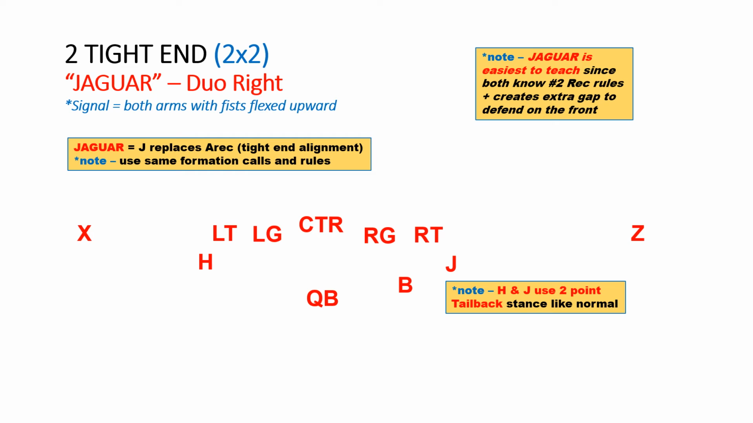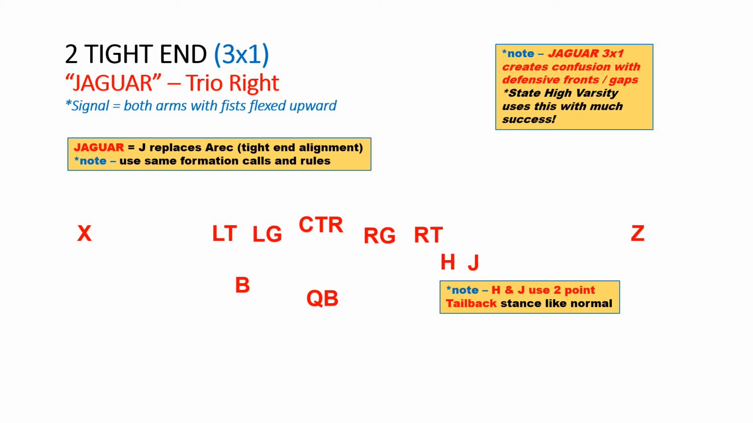Third one is Jaguar, and this is probably the easiest to teach and the most flexibility. Our varsity here at State College High uses this quite a bit. The reason for that is we're going to have now the second tight end, which we call our J, going to replace the A receiver, and we're still in our duo right, but you can see we're going to get a double H-back type formation where you have the ability to run everything in the system both towards the H or away from the H, because you've got one to each side. Again, here with the stance, now the J will use his traditional H-back, tailback, two-point stance like normal.